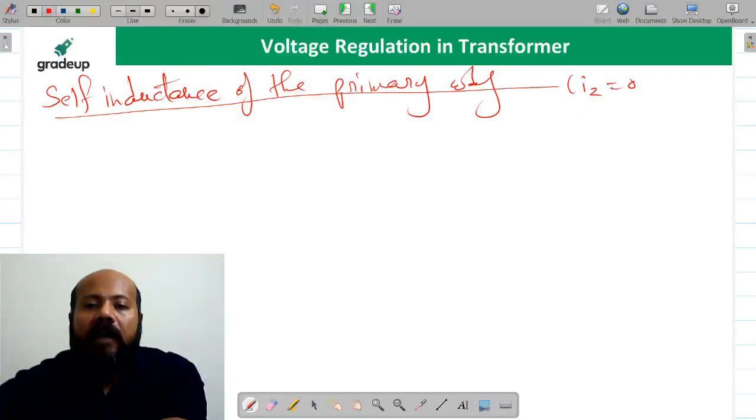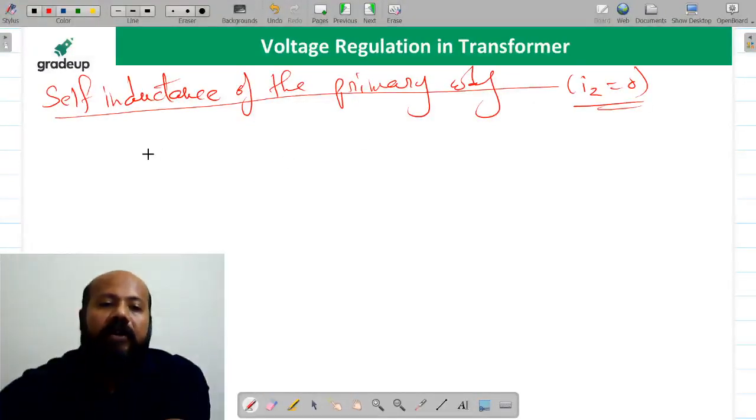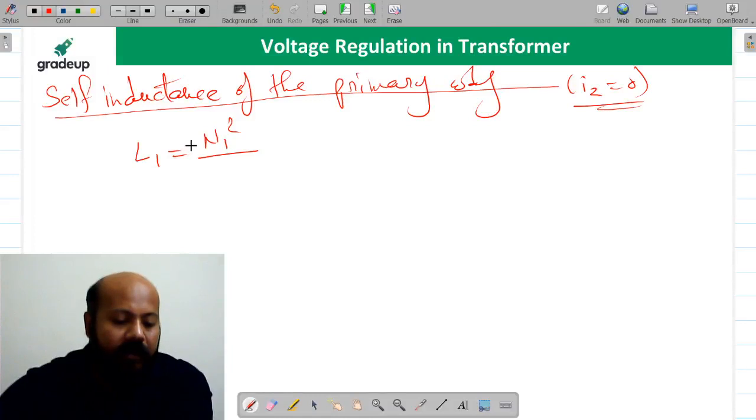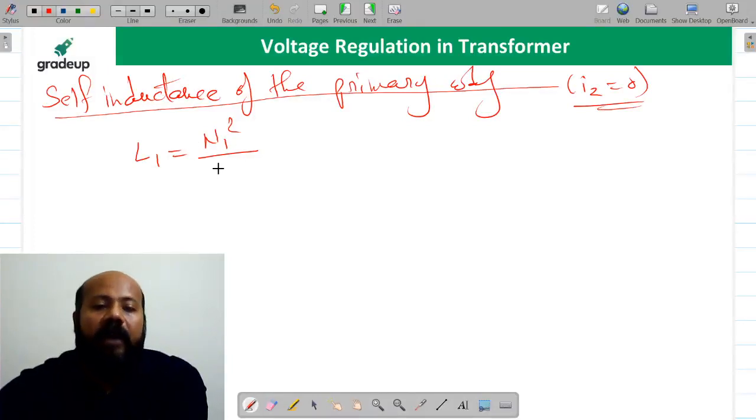It is given I2 is equal to 0. It means the secondary is at no load condition. So you must be knowing this formula that L1 you can write as N1 square upon reluctance R1, that is the total reluctance, yes or no? This you can write as N1 square.